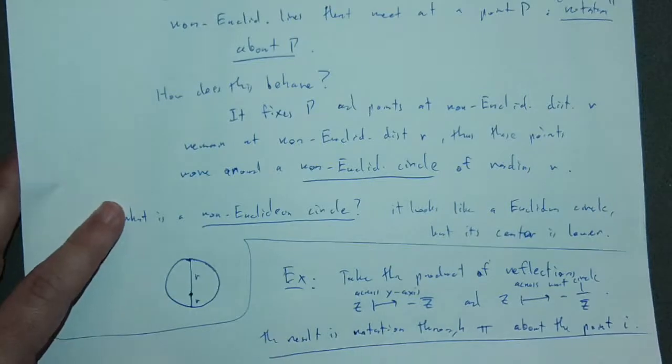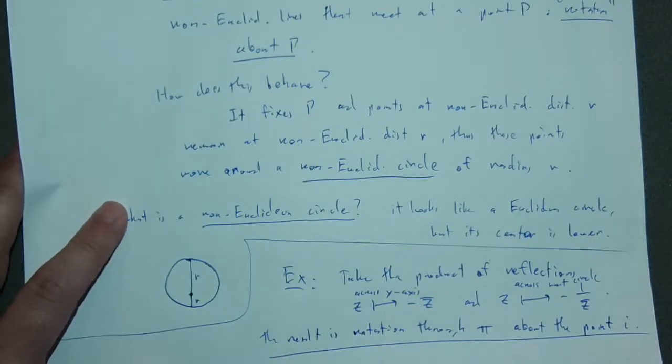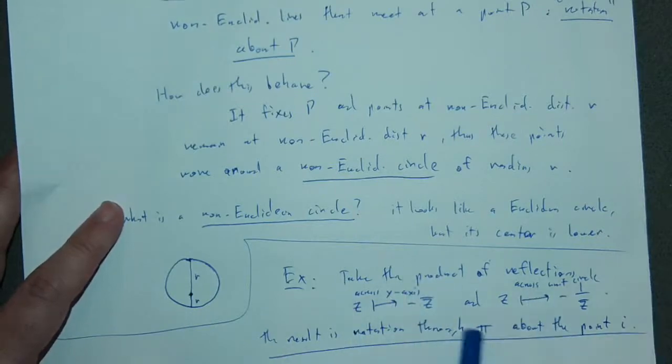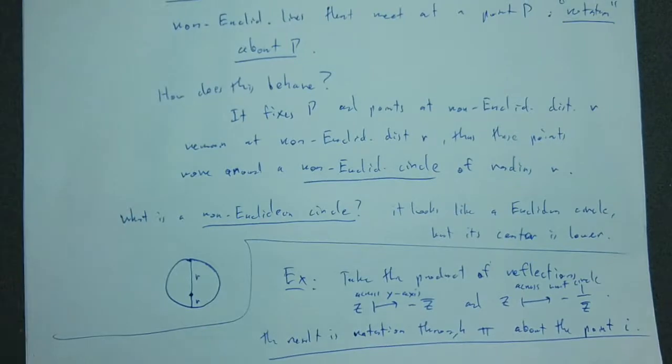Now, why is it pi? It turns out that if you have two non-Euclidean lines through P meeting at angle theta, then the product of reflections in these lines is a rotation about P through angle 2 theta. These two lines meet at pi over 2, so the product of the reflections gives twice that, 2 times pi over 2, or pi. That's where the pi comes in.